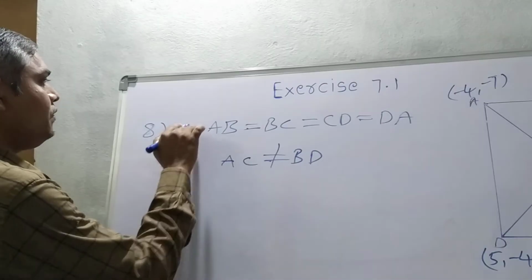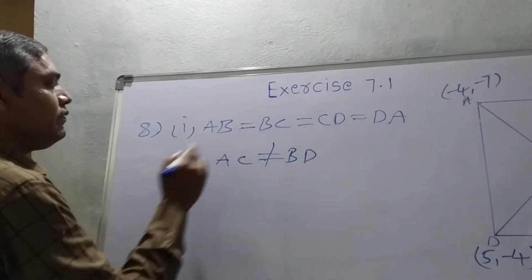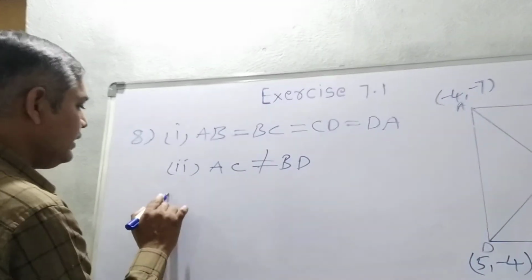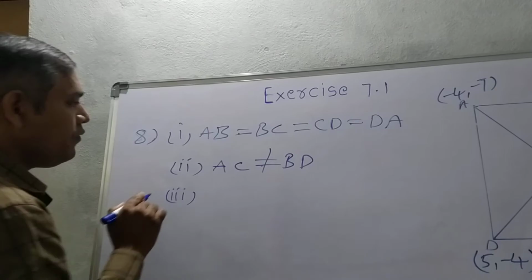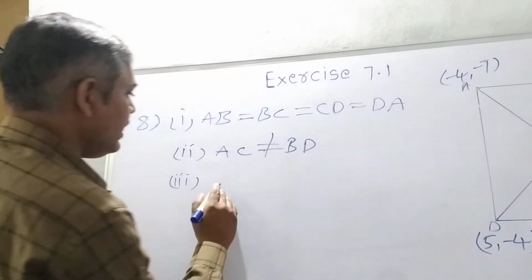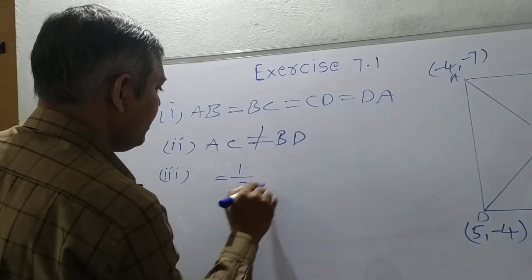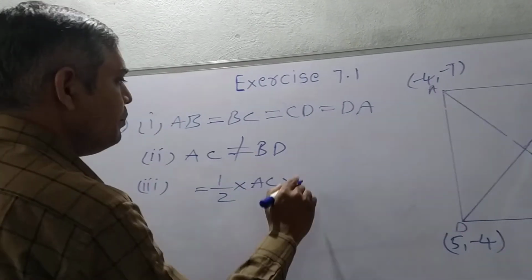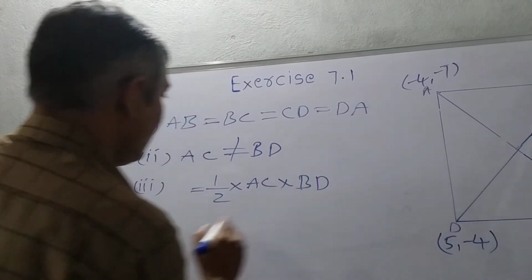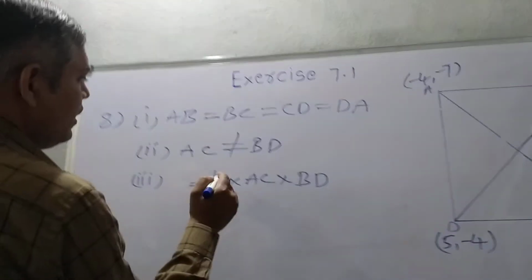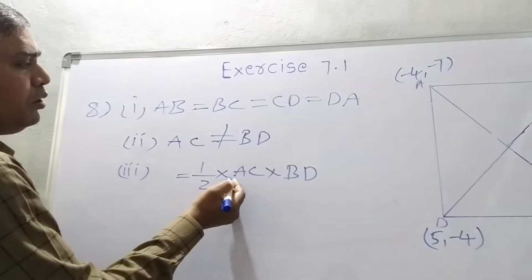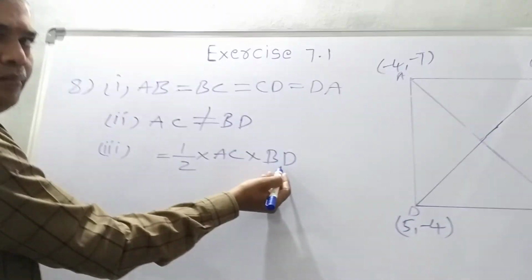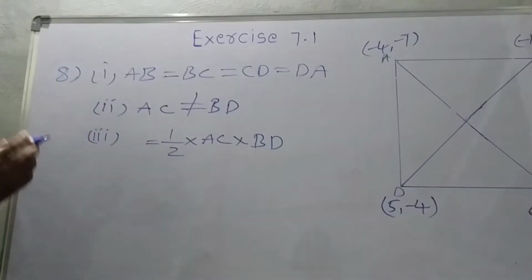This is the main thing. In the first phase, we are proving all the sides are equal. In the second phase, we are proving diagonals are not equal, and in the third phase in this problem we have to find the area of the rhombus. Area of the rhombus is equal to 1 by 2 into diagonals, means first diagonal is AC and second diagonal is BD. The formula is area of rhombus = 1 by 2 into D1 into D2, where D1 means first diagonal AC and D2 means second diagonal BD. Okay, this is the way to solve this problem.